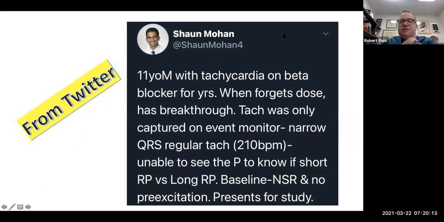All right. I saw this on the weekend. This is Dr. Mohan, who's an electrophysiologist out in Kentucky, I believe. And he posted this 11-year-old male with tachycardia on beta blocker for years. When he forgets his dose, he has breakthrough. Tachycardia was only captured on a vent monitor, a narrow QRS regular tachycardia, 210 beats per minute. Unable to see the P to know if it's a short RP or a long RP, baseline normal sinus rhythm, and no pre-excitation. Presents for a study.